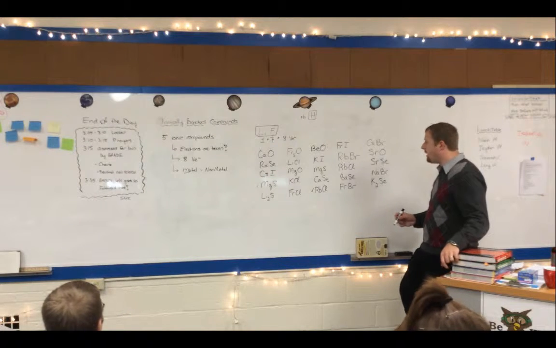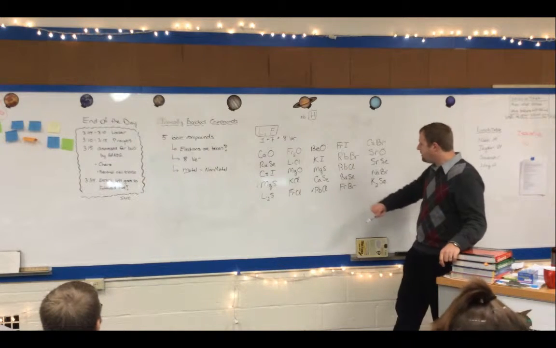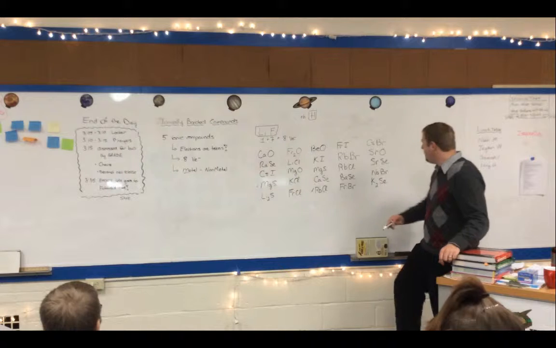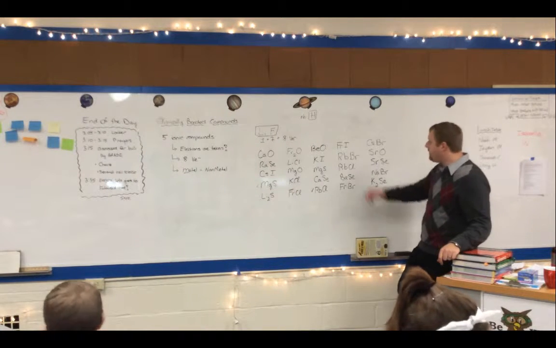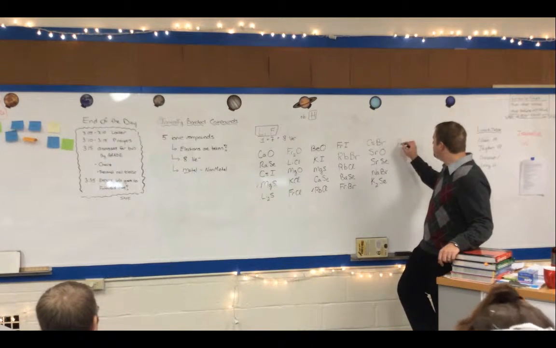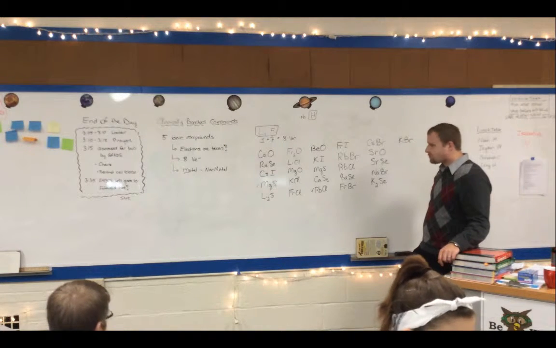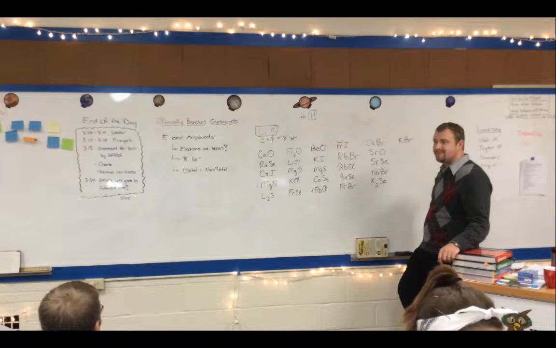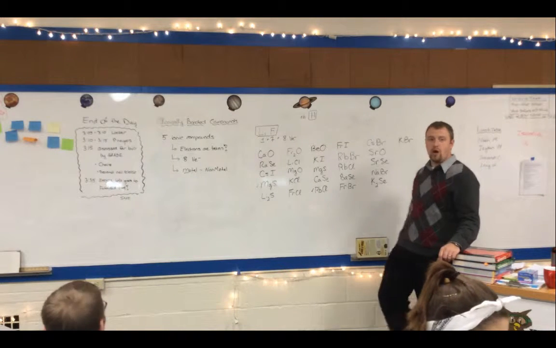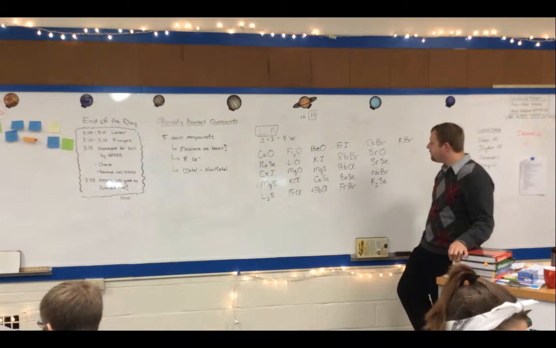KBr, potassium bromide. I believe we have potassium iodide and potassium chloride, but we do not have potassium bromide. We have a francium iodide, but we're going to go with KBr. That's a good one. How many do we have? 5, 10, 15, 20, 25, 26. We're close. Grace, you have one that we don't have?